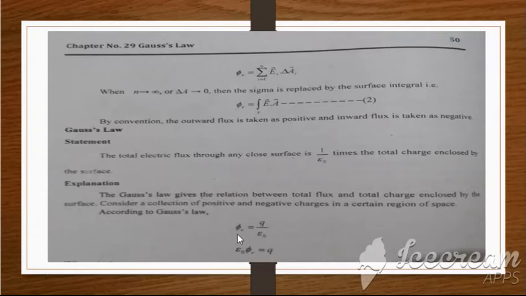According to Gauss's law, electric flux is equal to Q over epsilon naught. Q represents total charge, and we multiply it by 1 over epsilon naught. So epsilon naught times electric flux is equal to Q. Total charge is equal to electric flux times epsilon naught, which is the permittivity of free space.